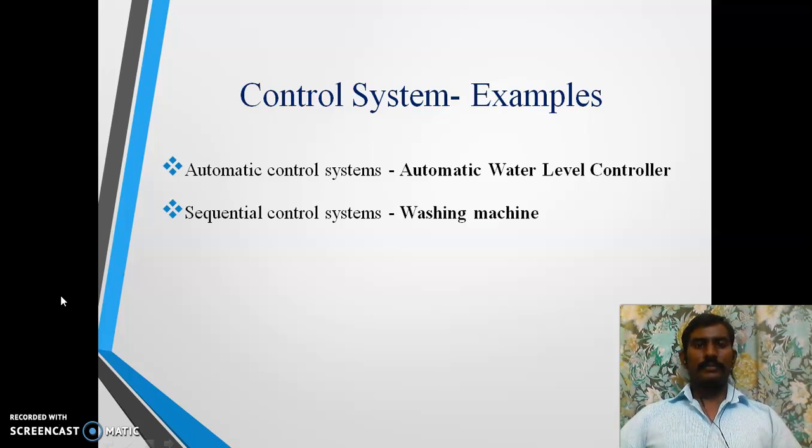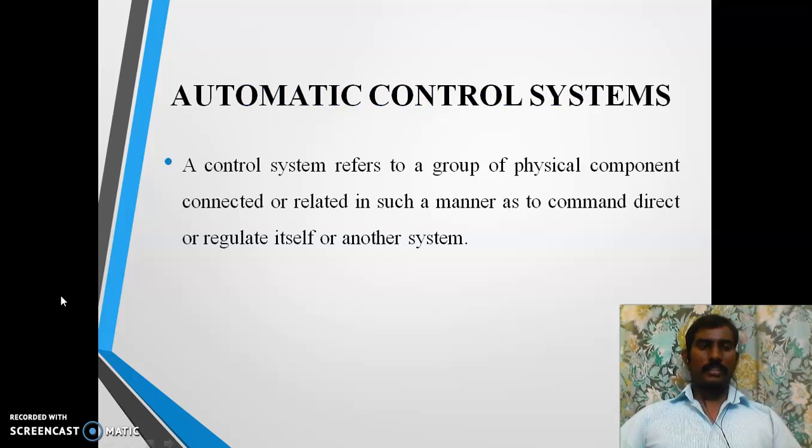Okay, well, control system examples. There are two control systems used in mechatronics systems. One is the automatic control system, another one is the sequential control system. Beyond that, there are open loop and closed loop control systems. So, examples for these applications.